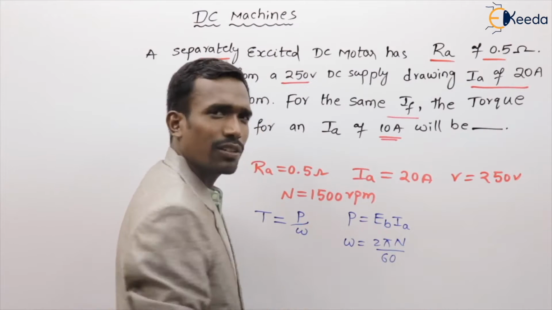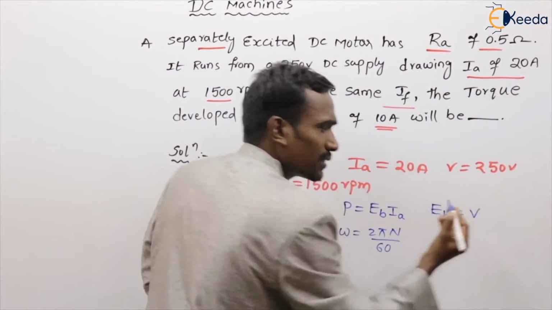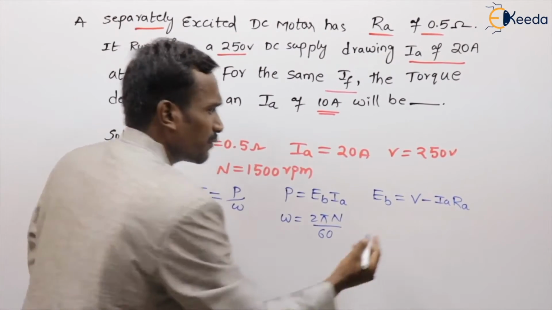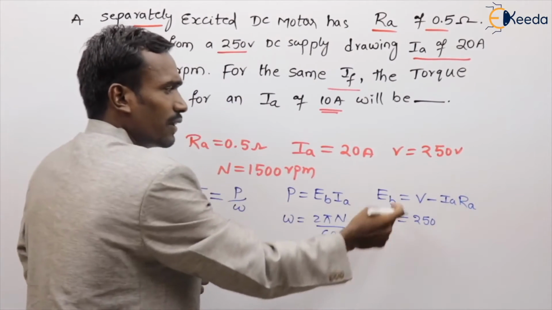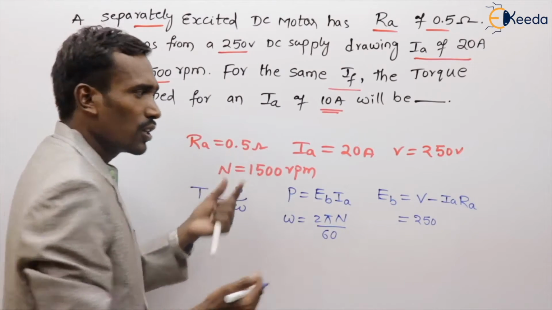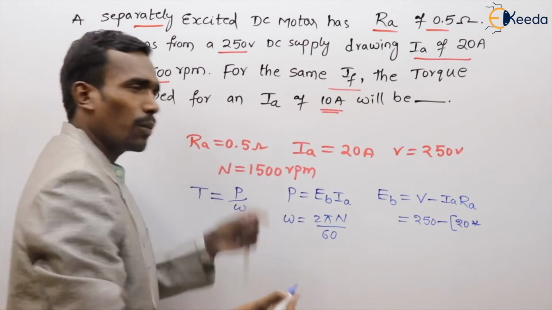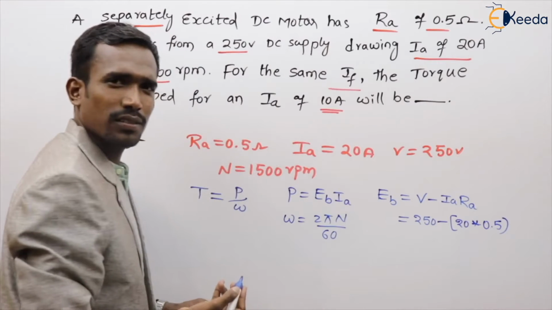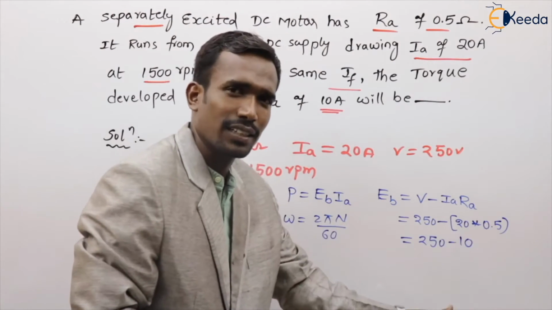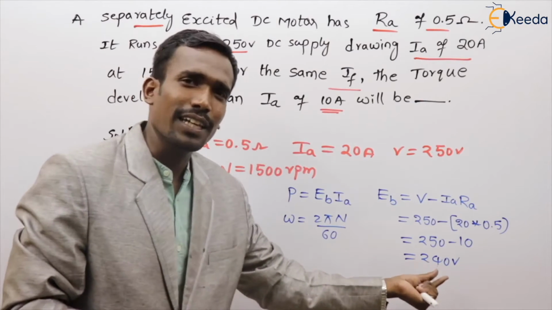Let's calculate EB. For a DC motor, EB is equal to V minus IA RA. V is given as 250 volts, minus IA, 20 amperes, into RA, 0.5 ohms. 20 into 0.5 is 10, so 250 minus 10 is 240 volts. So I calculated the EB value.